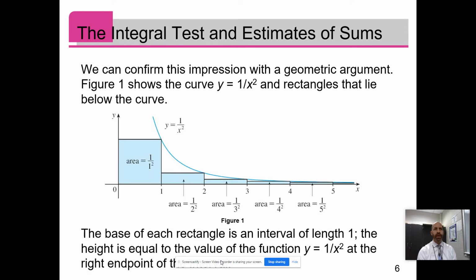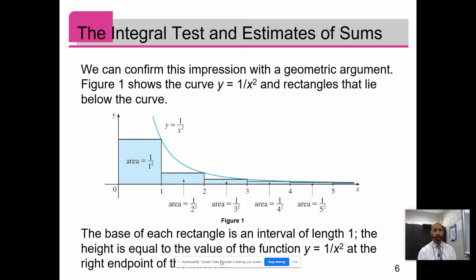We can confirm this expectation with a geometric argument. Let's say that we graph the function y equals 1 over x squared. That's the blue curve here on the graph. We can inscribe rectangles underneath that curve above the x-axis. The first rectangle would have a height of 1 and a width of 1, so the area is basically 1. The next rectangle would have a width of 1 and a height of 1/4. The next rectangle would have a width of 1 and a height of 1/9.